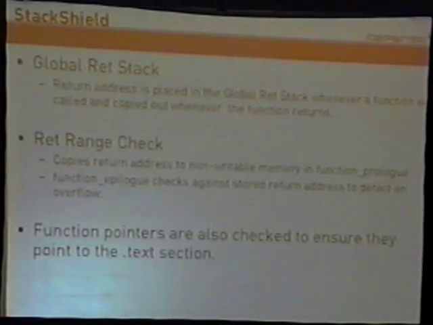With the return range check, you get the added benefit of being able to know that there's been an overwrite, because it compares the saved address with the actual value that's in the stack. So with the global return stack, you're not going to be able to know that it occurred, because essentially they don't care what that value is. They just copy it out and put it back. And the return range check, they're able to do the comparison and catch it in the act of overflow. Also, one other thing is they do check for function pointers, to make sure they're pointing into the text section of the binary, which is an added benefit.